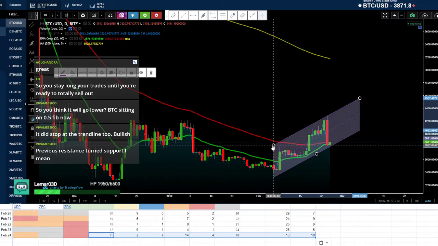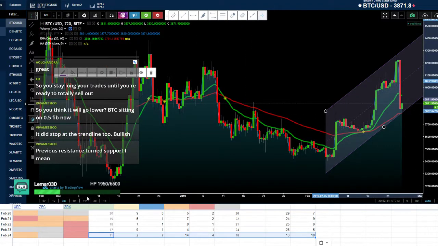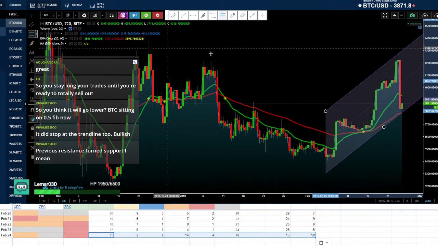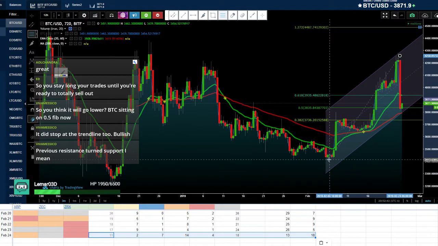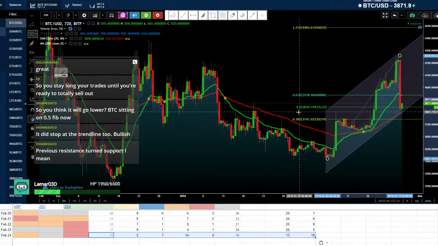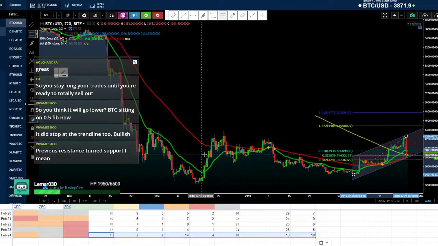There's a better setting of it. Previous resistance turns support, grab the Fibonacci. Yeah, it is at the 50% level. And that 50% level is great support and resistance all the way along.